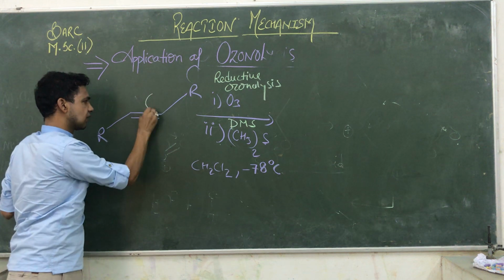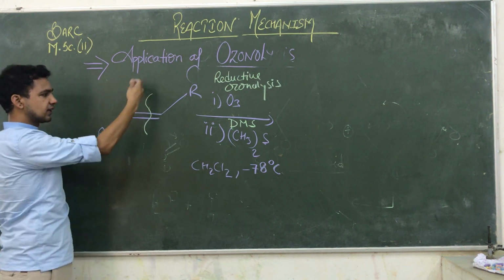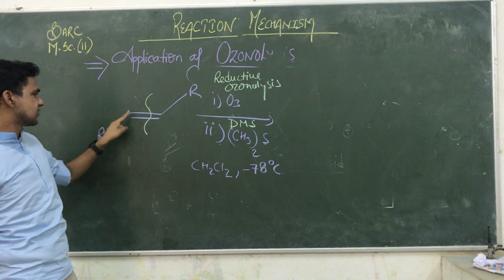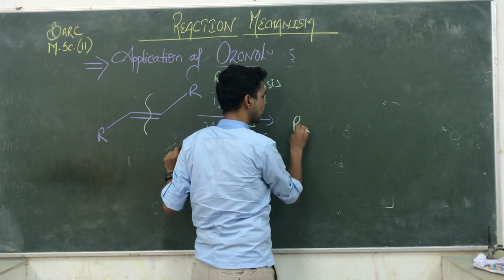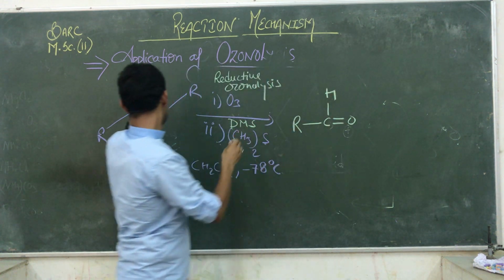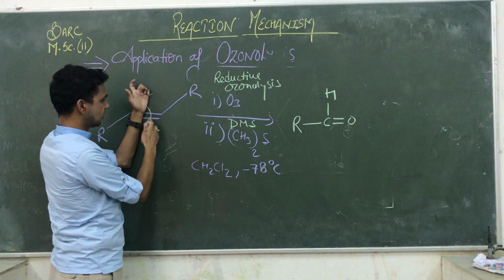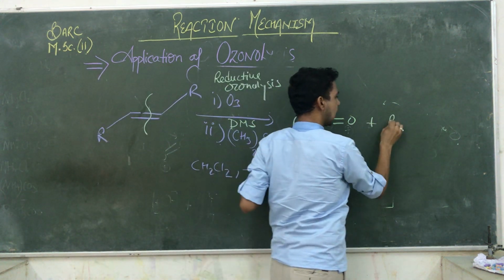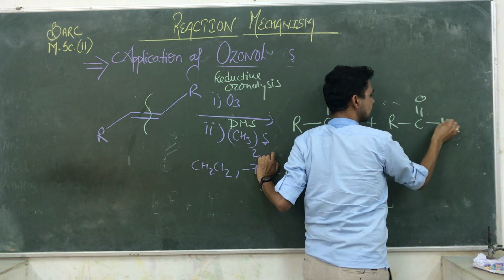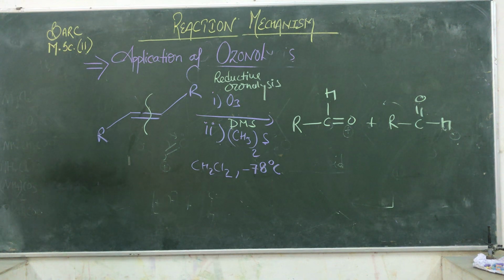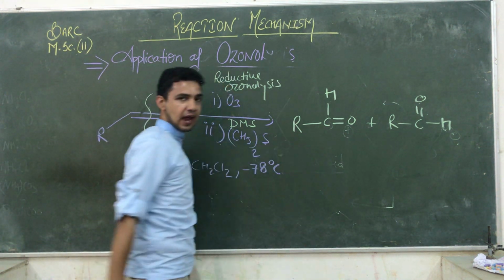So the bond is decomposed from here. If the bond decomposes from here, it gives you an aldehyde, that is R C double bond O and H. Similarly, R C double bond, here an O will be attached and one H is here. It again gives you R C double bond O and H. This kind of ozonolysis is known as the reductive ozonolysis reaction, and the major product is aldehydes.